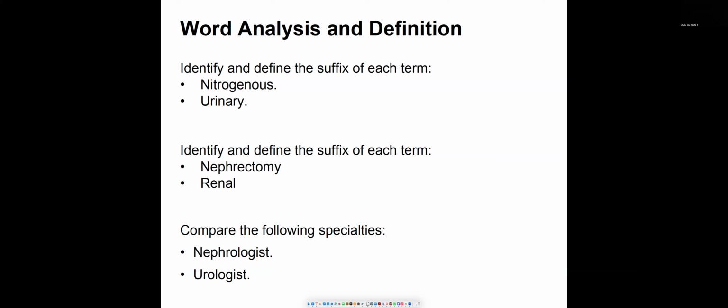Now let's compare these two specialties. You have a nephrologist and a urologist. A nephrologist is a specialist that focuses primarily on kidneys, only kidneys. These include chronic kidney disease, electrolyte imbalances, kidney failure. Whereas a urologist has a wider variety. This specialty focuses primarily on the urinary system, so this can include not only the kidneys, but also the bladder, urethra, ureter, and even the male reproductive organs.